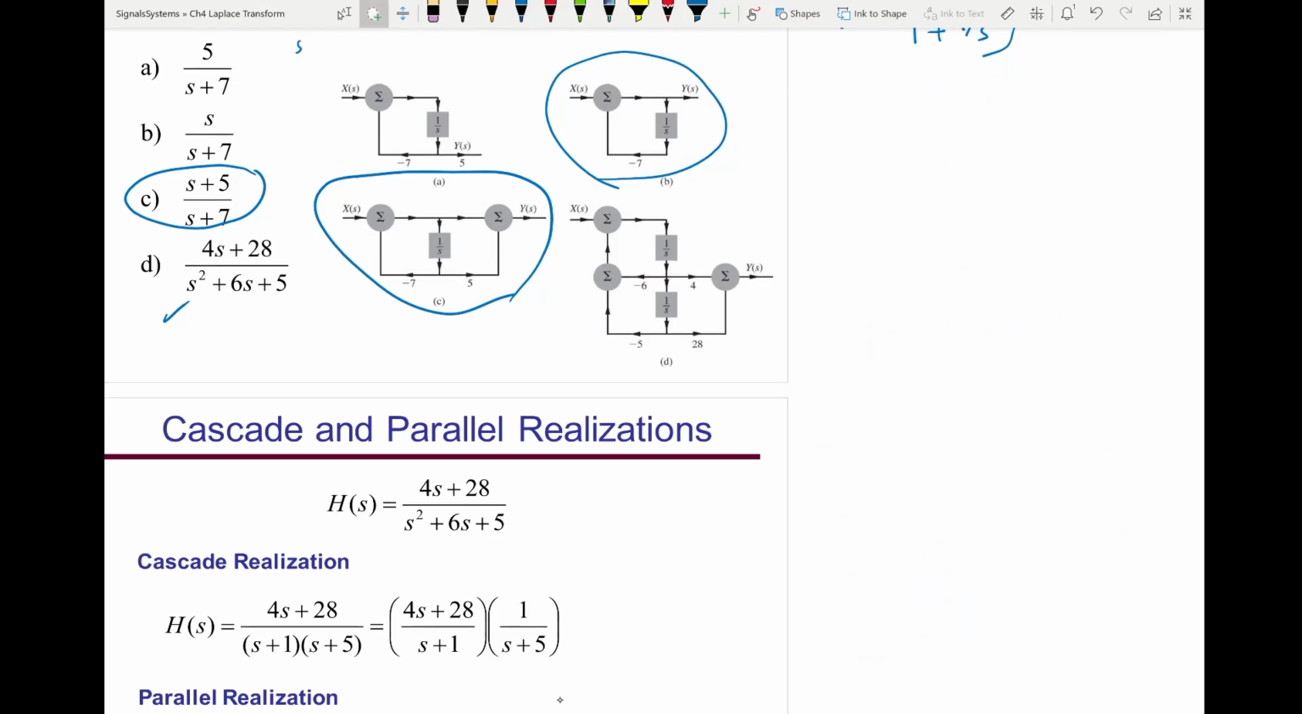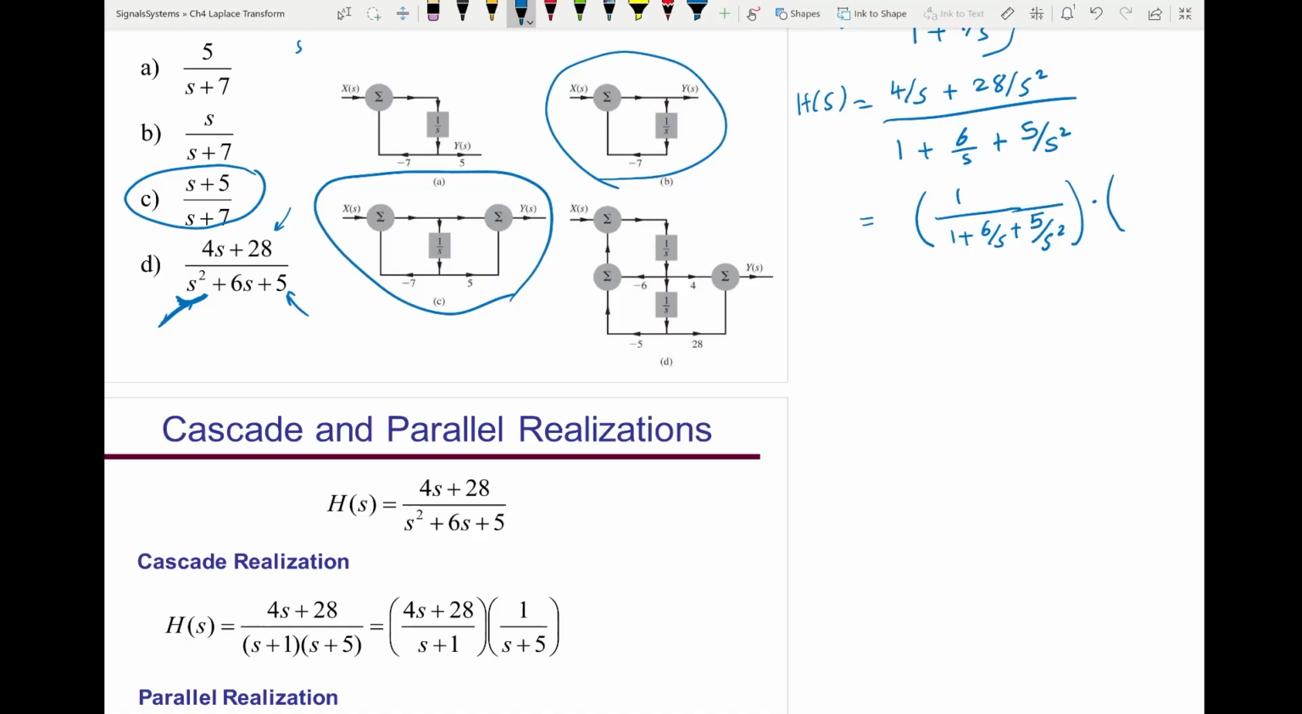Let's do the last one here. This one, I can write it as H of s. In the denominator, s is to the power of 2. So I will divide numerator by s squared and denominator by s squared. And this will be 4 over s plus 28 over s squared, divided by 1 plus 6 over s plus 5 over s squared. And 1 over the denominator will be my first subsystem.